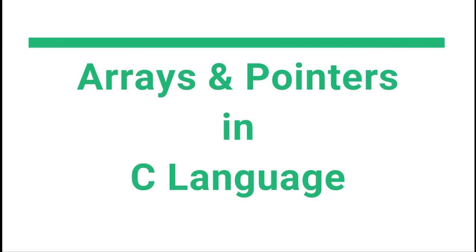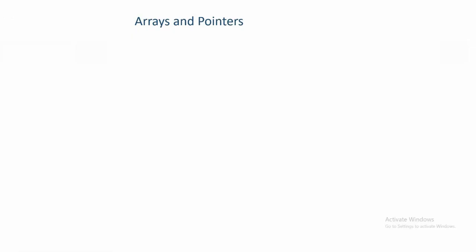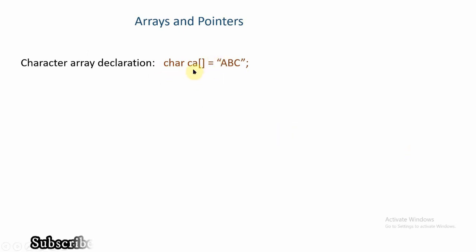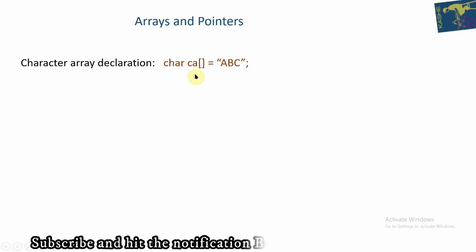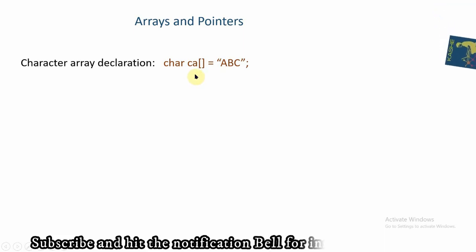Hi everyone. In this video lecture I want to discuss the relation between arrays and pointers in C language. For that I am assuming a declaration here. I am declaring an array CA of character type. Then I am initializing that CA character array with the characters A, B, C. Since it is a string, automatically at the end of the string a null character will be included.